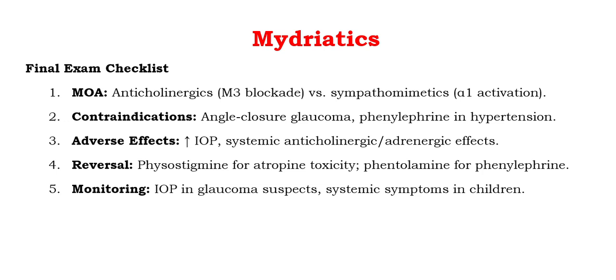Third, adverse effects. Key ones. Ocular is increased IOP. Systemic are the anticholinergic effects like tachycardia with atropine or adrenergic effects like hypertension with phenylephrine. And blurred vision from cycloplegia. Know the risks. Fourth, reversal agents. Remember the antidotes for toxicity? Physostigmine for atropine, phentolamine for phenylephrine. Got it. And last, monitoring. Always monitor IOP in glaucoma suspects. And watch carefully for systemic symptoms, especially in children. Monitor, monitor, monitor. Fantastic summary.